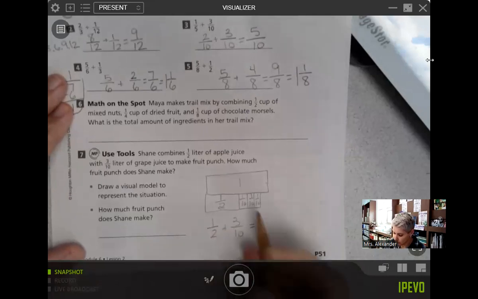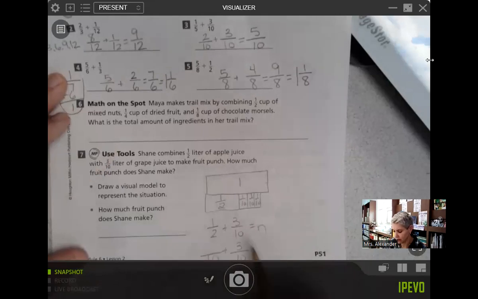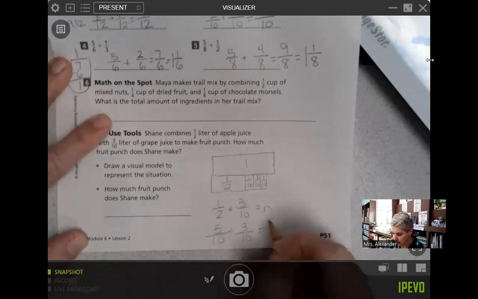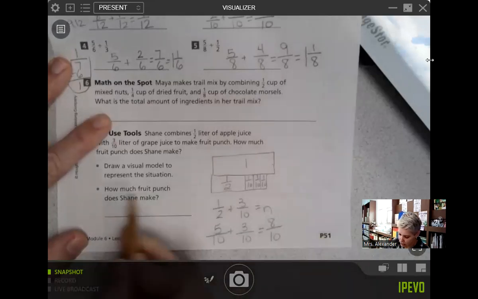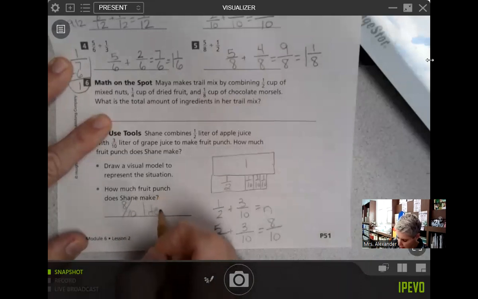10 is a multiple of 2, so I'm going to leave those tenths the way they are. I'm going to adjust my 1/2. 2 times 5 is 10. 1 times 5 is 5. So we should get 8/10. That's how much fruit punch Shane made, 8/10 of a liter.